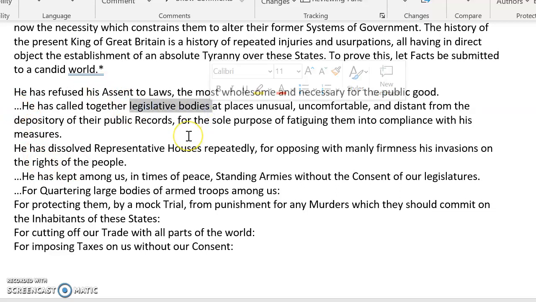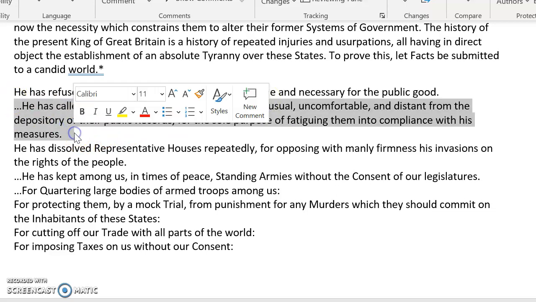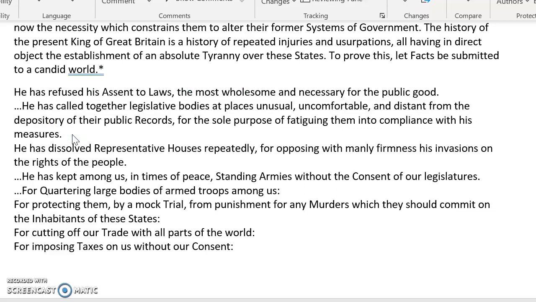Legislative bodies are like lawmaking bodies, like Congress, at unusual, uncomfortable, and distant from the depository of their public records for the sole purpose of fatiguing them into compliance with his measures. So basically, he's making the colonies' governments just do what he wants. Again, not really a direct connection, kind of like the Boston Tea Party and Intolerable Acts a little bit, but nothing that I've really seen. All right, let's move on to the next one.